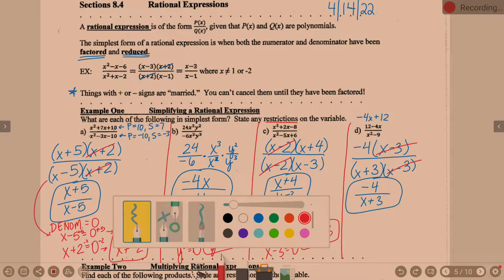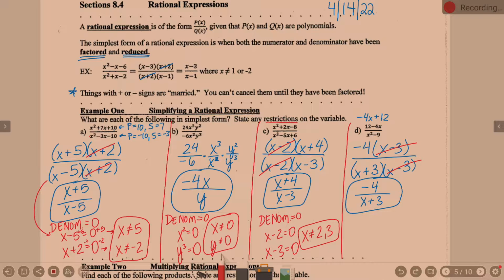Are there any restrictions on the variable? What pieces were ever in my denominator? X minus 3 and x plus 3. So those are the pieces I'm going to set equal to 0. X plus 3 equals 0. X minus 3 equals 0. So x cannot equal what? 3 or negative 3.